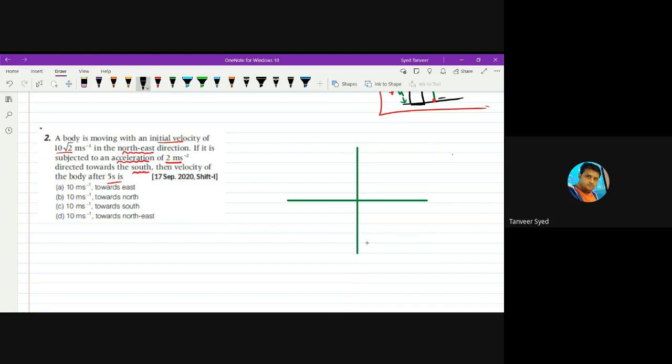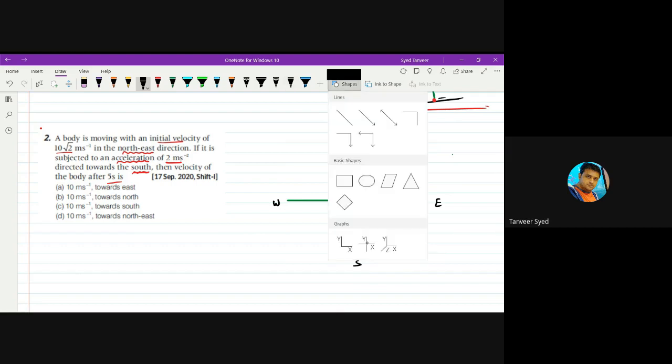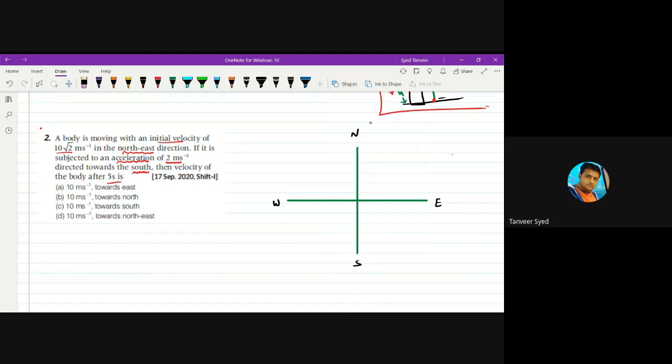Velocity is 10 root 2 meter per second in northeast direction. Northeast, this is north, this is south, east, west. So its velocity is 10 root 2 meter per second. Northeast means it is making 45-degree with horizontal. And this is 10 root 2 meter per second.